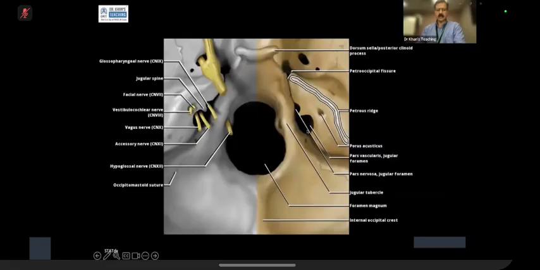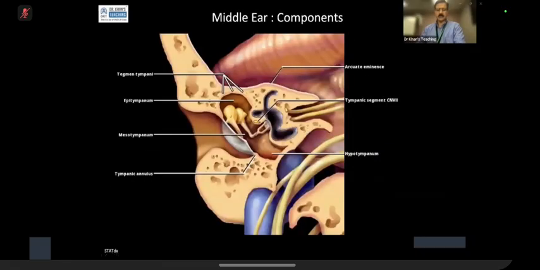Another thing which you have to remember: think of the jugular foramen as sort of the floor or the basement of the middle ear. Basement is a better concept to remember. This is a coronal sequence. This is the middle ear cavity. Now, this is the basement. And in this basement, the jugular vein is here.